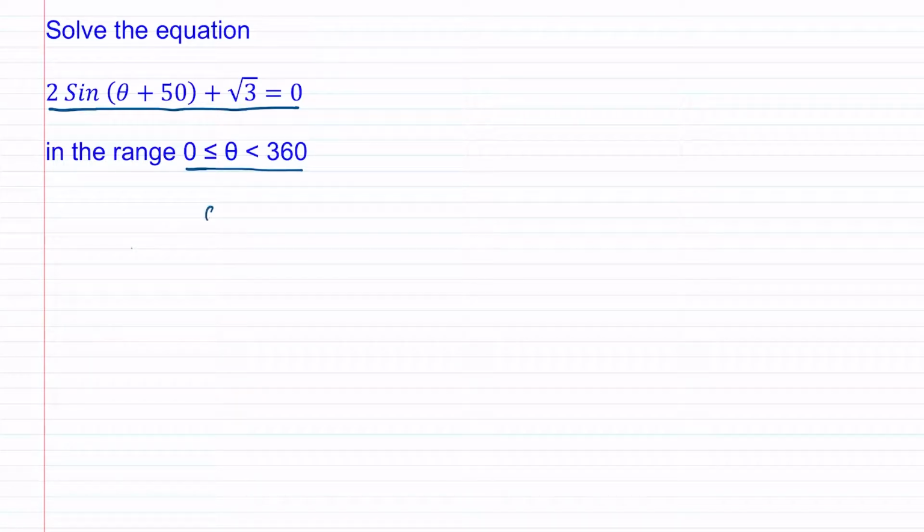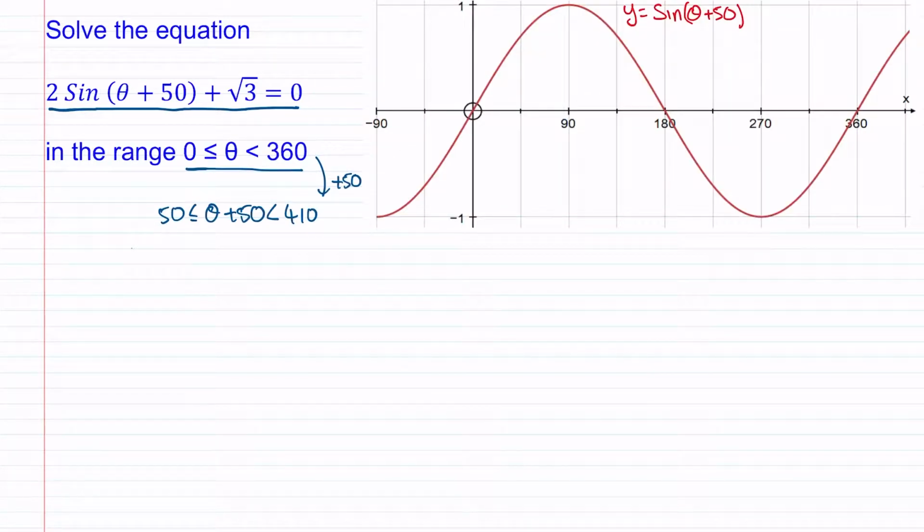So we need theta plus 50. I'm going to add 50 to both of our ranges, and we get 50 degrees and 410. Now I'm going to plot sine of (theta plus 50) within this range. The first thing we need to do is rearrange our equation. So we have 2 sine of (theta plus 50) plus root 3 is equal to 0.